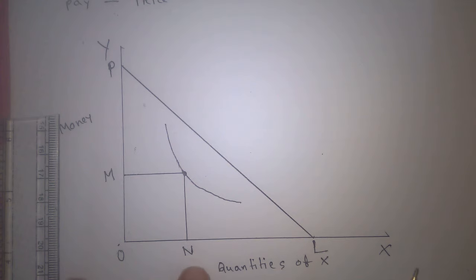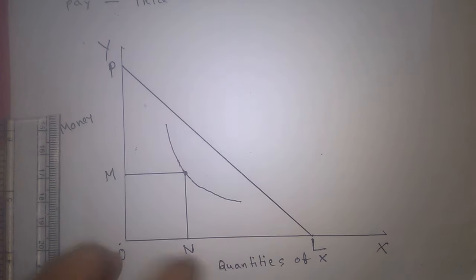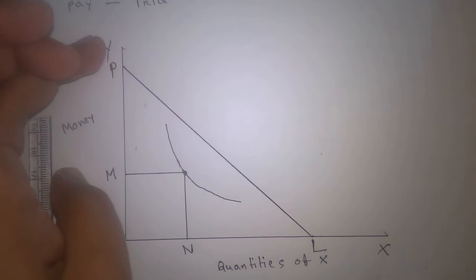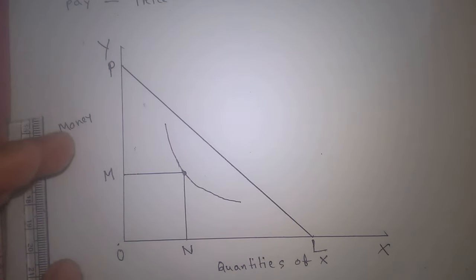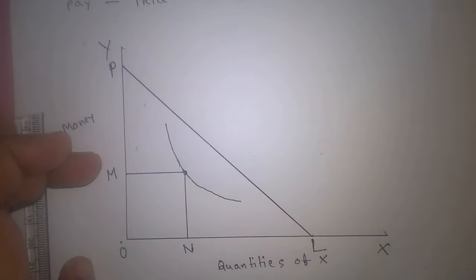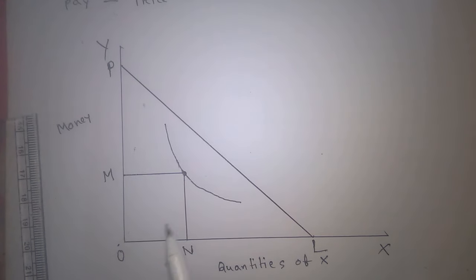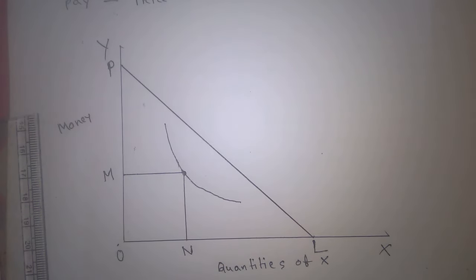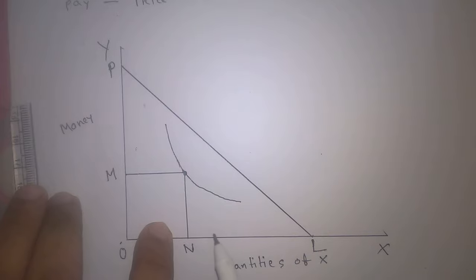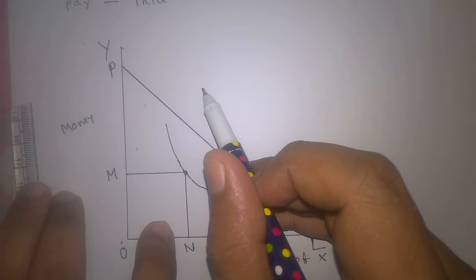So you are purchasing ON quantities of product X, you are spending this amount PM, and you are having OM amount of money in your pocket. Then when you go to the shop to purchase the product, you come to know that the price of that product is not high. Now you're so happy. The product costs less than you thought. Now you will be able to choose a better or superior indifference curve.